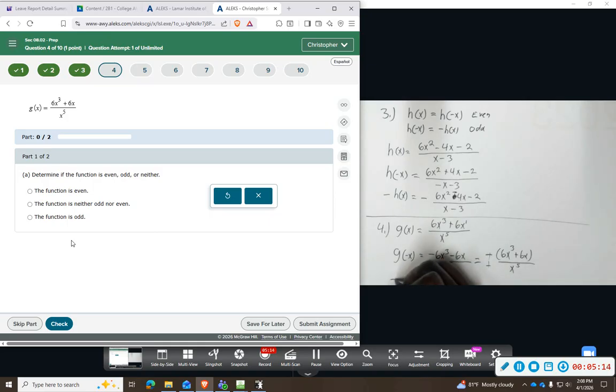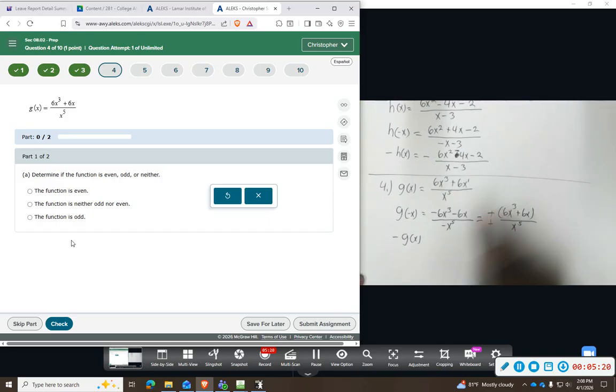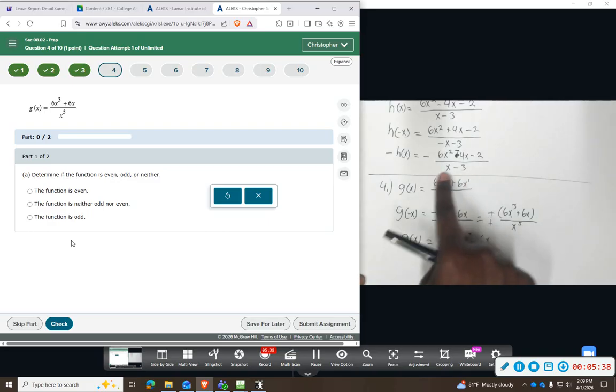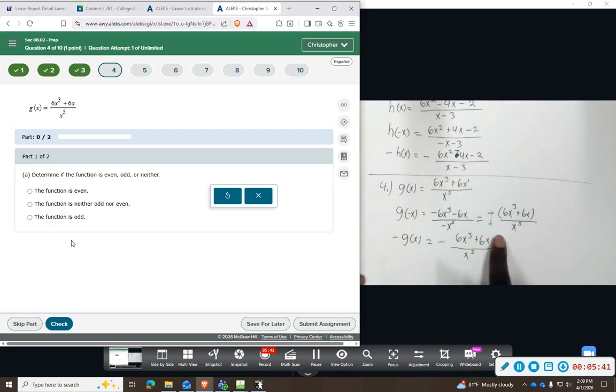If we do negative g of x, okay, running out of room, negative g of x, that would just put a negative out front. So this will make either the top negative or the bottom negative. In either case, we have either both positive or both negative. We don't have where one of top or bottom is negative. So this one will not match.